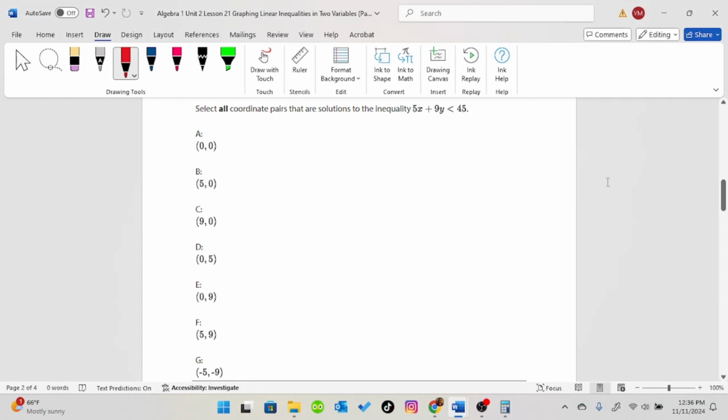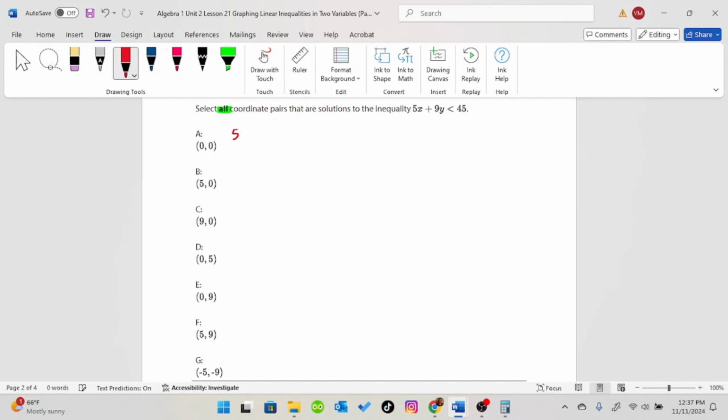Our next practice problem says select all coordinate pairs that are solutions to the inequality 5x plus 9y is less than 45. Notice that it says select all. That means we need to check every possible answer to see if it's correct, because there can be more than one correct answer. All we need to do is take each point pair, substitute the first number in for x and the second number in for y.